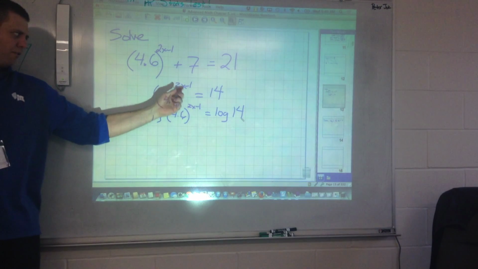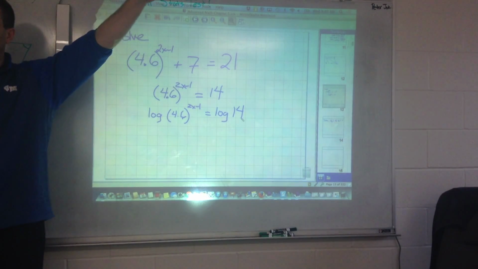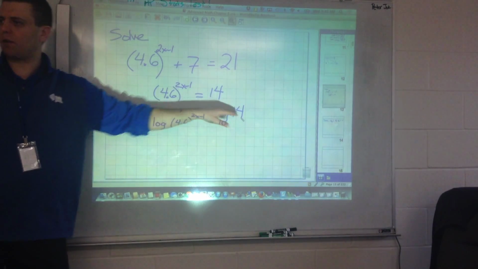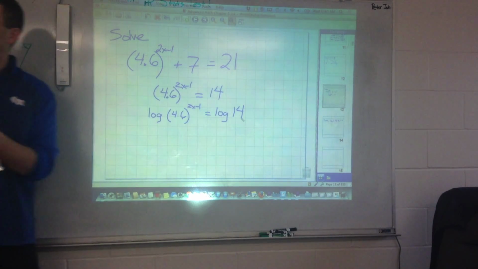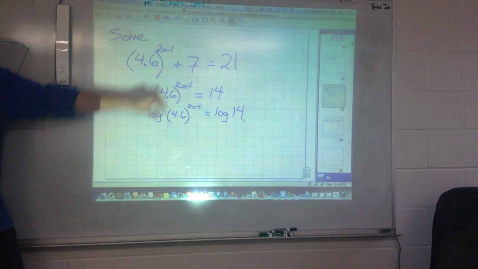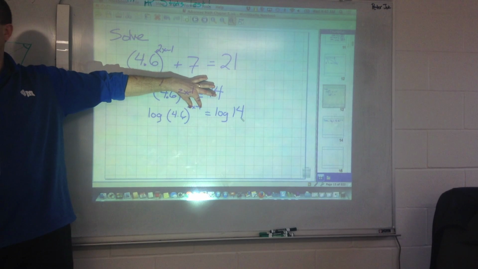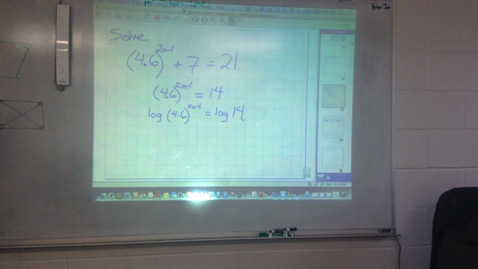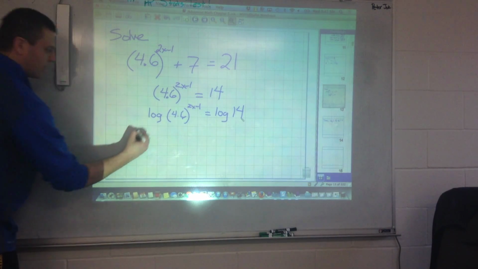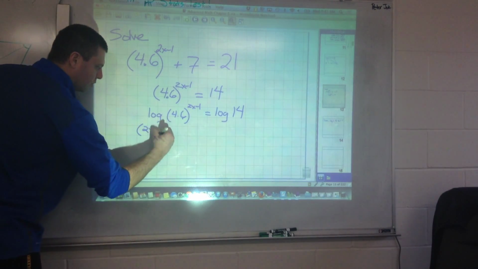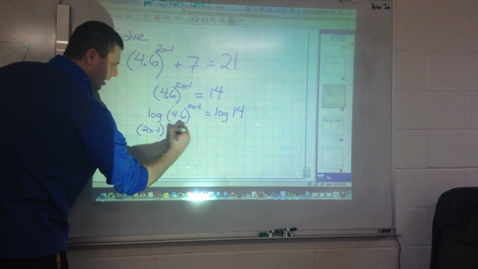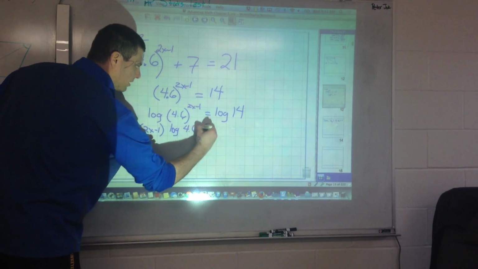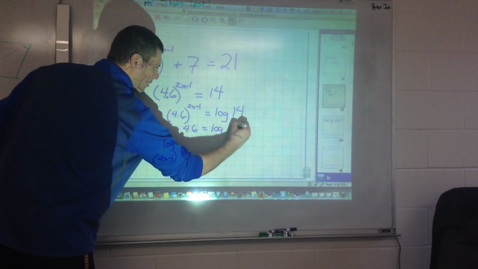But the reason I kind of do it this way is because the way I process things here, if I'm trying to solve for a variable that's up in an exponent, by me putting logarithms on both sides and knowing my log properties, that allows me to do what with this exponent? Bring it out to the front. Now it's not up in the exponent anymore, and the problem becomes much easier to solve. So I can bring that entire exponent out to the front. So 2x minus 1 times the log of 4.6 equals the log of 14.